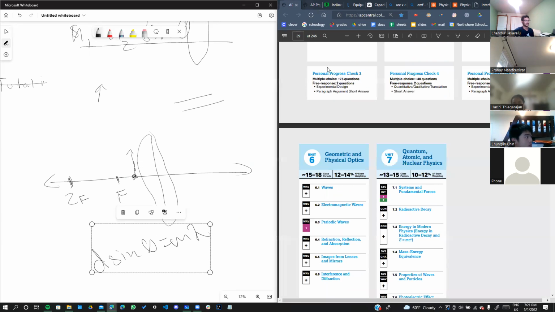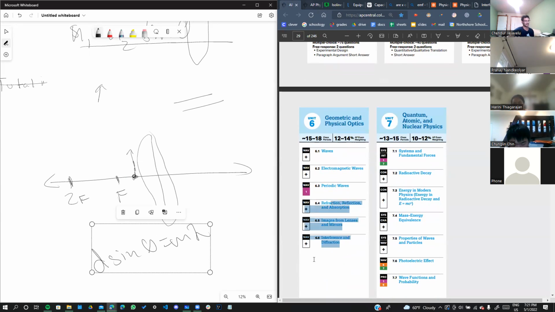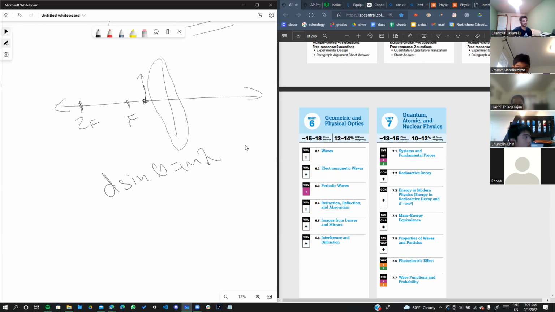But I'm done with optics. I think we covered it. Interference and diffraction aren't really on there as much. Images come up a lot. Refraction comes up too. That was n1, n2: n1 sine theta equals n2 sine theta.